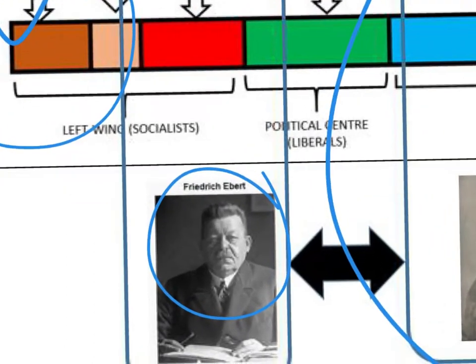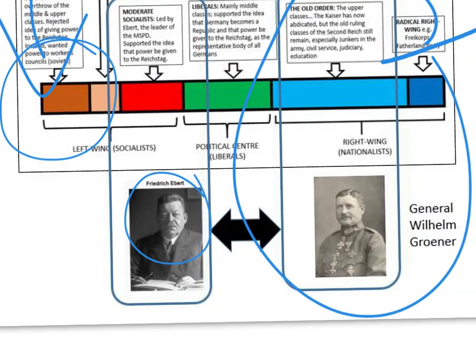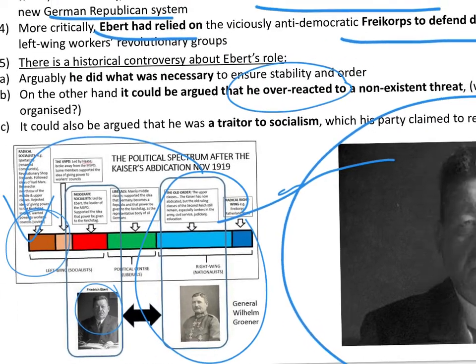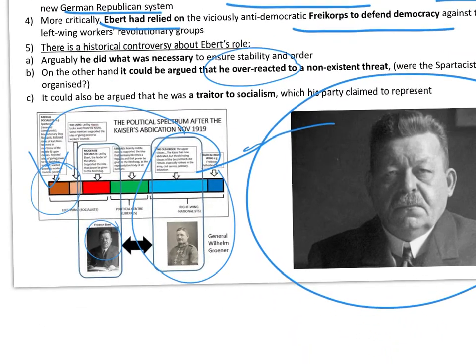So the argument is, did Hebert really need to make a deal with Groener to crush these groups on the left? He could perhaps have brought about an end to the Freikorps, relying on local troops in Berlin to crush it, rather than make this deal with Groener that said, you guys can keep all your top jobs in the future. So the argument is that Hebert, in a sense, overreacted to a non-existent threat. That's one of the key points.